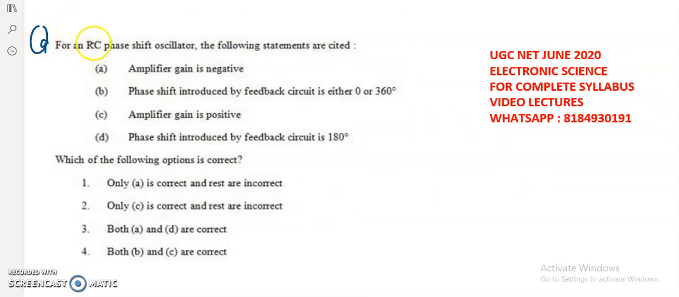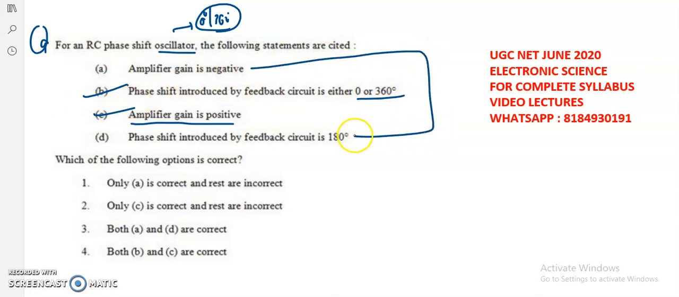Now while coming to the 9th question, for an RC phase shift oscillator, the following statements are cited. If it is an oscillator, then which type of feedback do we have to provide? Positive feedback, right? And the amplifier gain is also positive. And positive feedback means how much phase shift do we have to maintain, 0 degrees or 360 degrees? So 0 or 360. Both B and C are the correct options for oscillators, and A and D are the correct options for amplifiers. So the 4th option is the correct one for this phase shift oscillator.